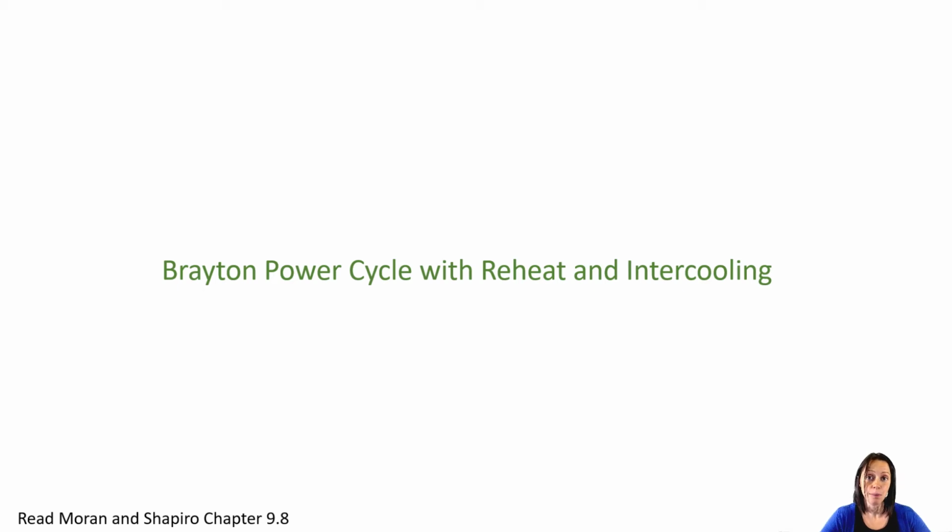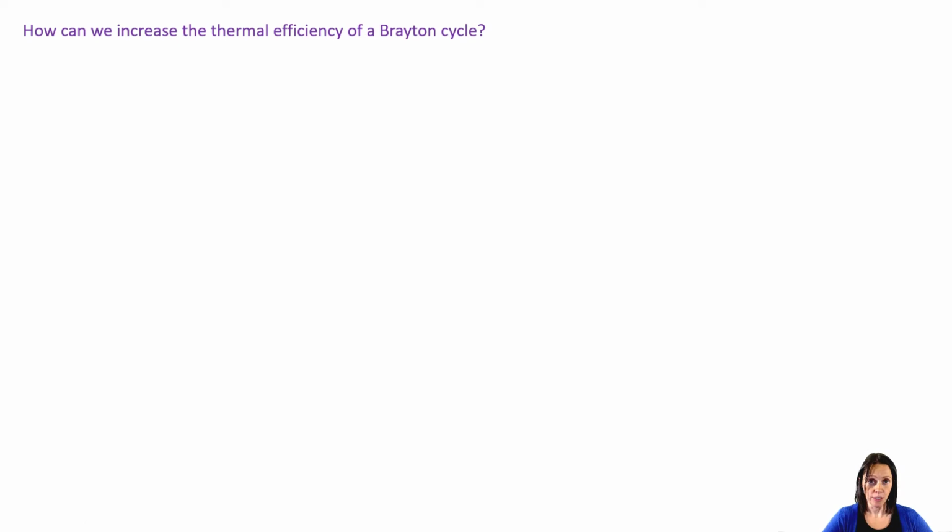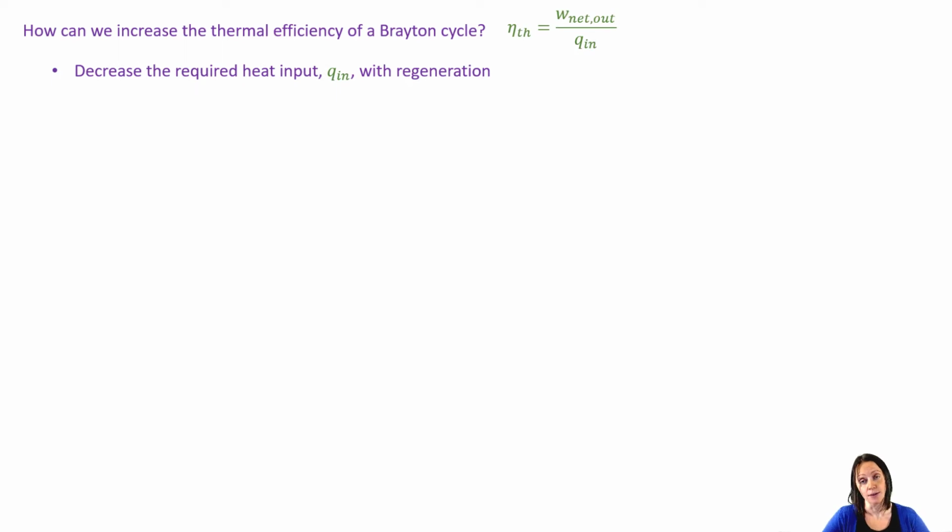This time we're going to talk about the Brayton cycle with reheat and intercooling. We have been talking about how we can increase the thermal efficiency of our Brayton cycle. One way is by adding regeneration, and that allows us to decrease the amount of heat that we have to add to the cycle.